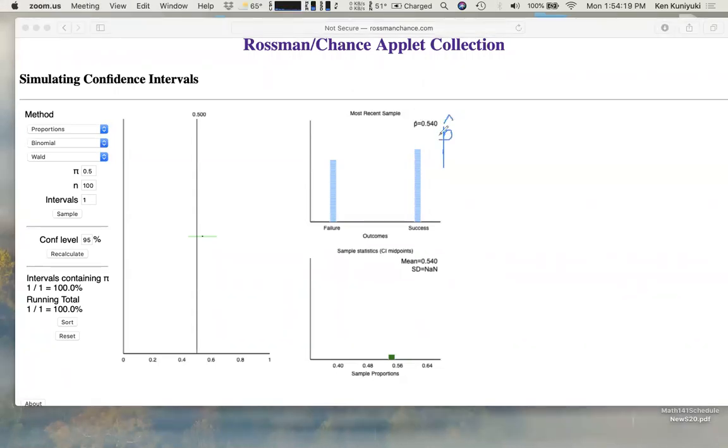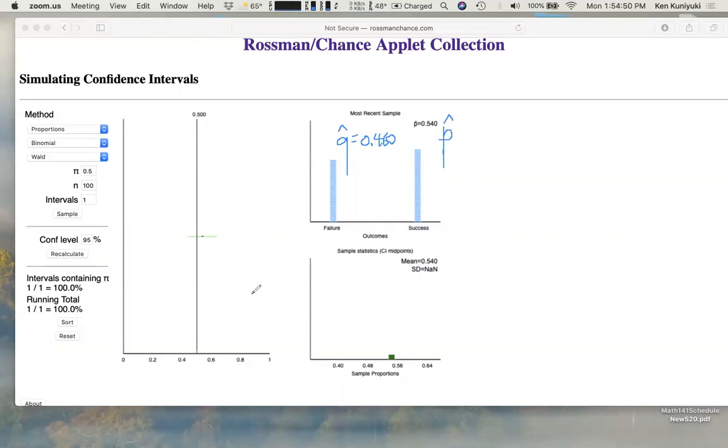our sample proportion p hat turns out to be 0.540, meaning that out of the 100 flips, we get 54 heads and 46 tails. P hat is 0.540. Therefore, by the way, q hat, the sample failure probability, is 0.460. We'll use q hat later on, the sample failure probability. But anyway, this is the result of our random experiment.